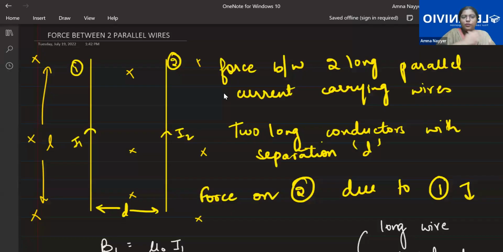Regarding the force assignments, I'm not discussing that because none of you have given the force assignment. So share the force one, then force due to the motion of the charged particle, that we'll discuss.